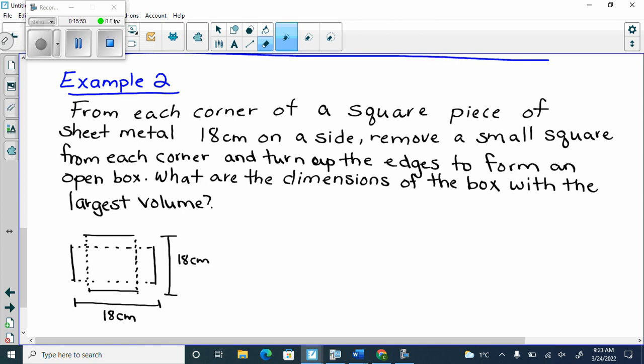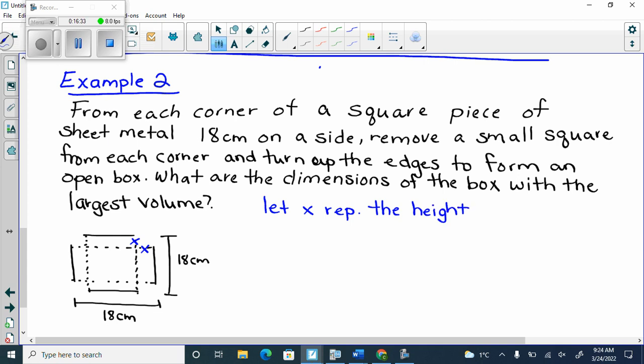Remember in 30-1 what we labeled x? These little cutout sides, this was an x, this was an x, which when I fold that up is actually the what? The height. Because when we want to do volume, we need length, width, height. Correct? In this case, it's side, side, and height, because our length and width are the same. So I have a variable, I have to let it represent something. So I go, let x represent the height of the open box.